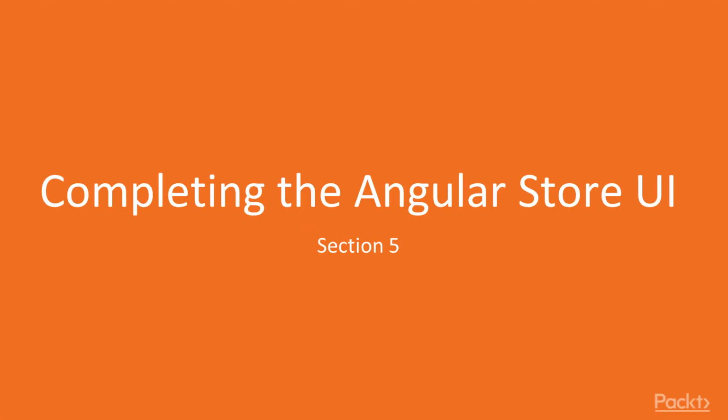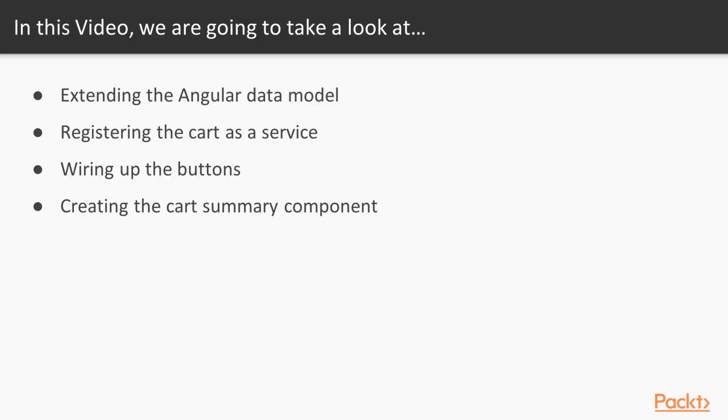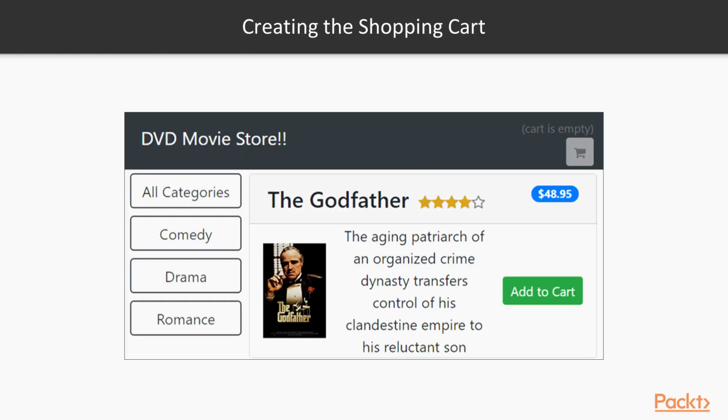Hi everyone, welcome to section 5 where we are going to be completing the Angular Store UI. This is going to involve extending the Angular data model, registering the cart as a service, wiring up some buttons in addition to creating the cart summary component. When we are done, we will have a visual of our shopping cart, which will be on the upper right hand corner of the screen just like this.